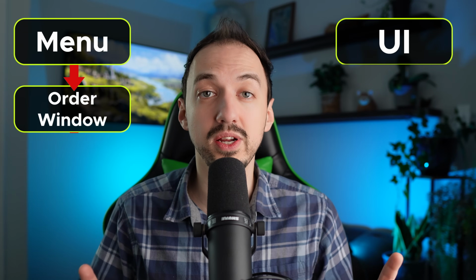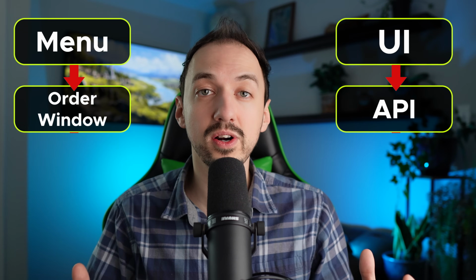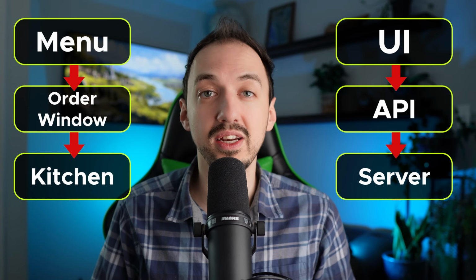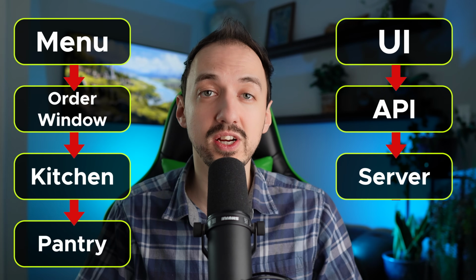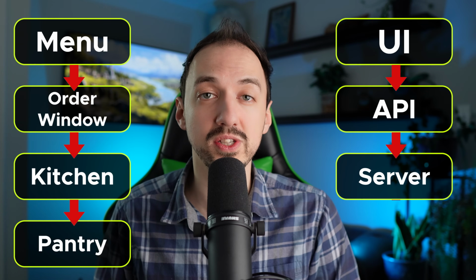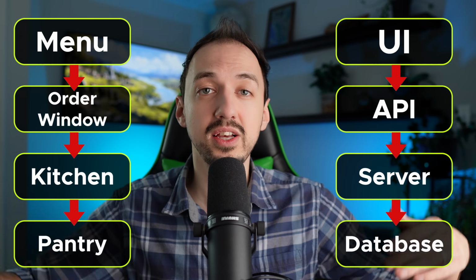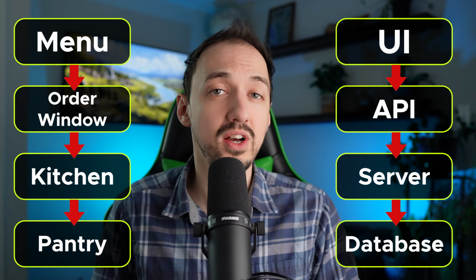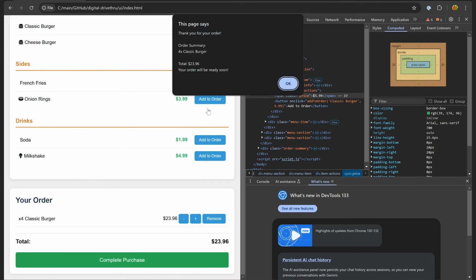So if we compare the two side by side, in the drive-thru, you see the menu, which is like your user interface, and you make a request through the order window, which is the API. Your order gets made in the kitchen, which is the backend, and ingredients from the pantry are used to put together your orders, and that is essentially the database. So these are all of the layers of a full stack application. And over the course of this video, we're actually going to create a digital version of the drive-thru so that you can see how all of these layers work together.